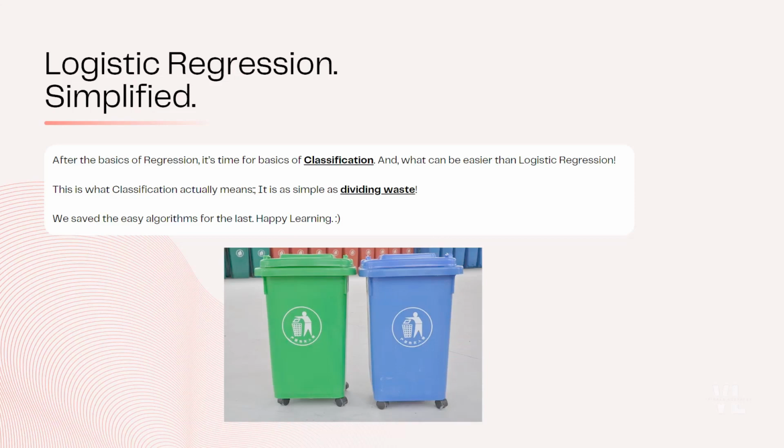After the basics of regression, it is time for the basics of classification. And what can be easier than logistic regression? This is what classification actually means. It is as simple as dividing a waste. You can consider regression a different kind of task where we want to predict something which is continuous, and classification is sorting out the difference between a set of classes. So we have saved the easy algorithms for the last, and we'll continue on learning about logistic regression.